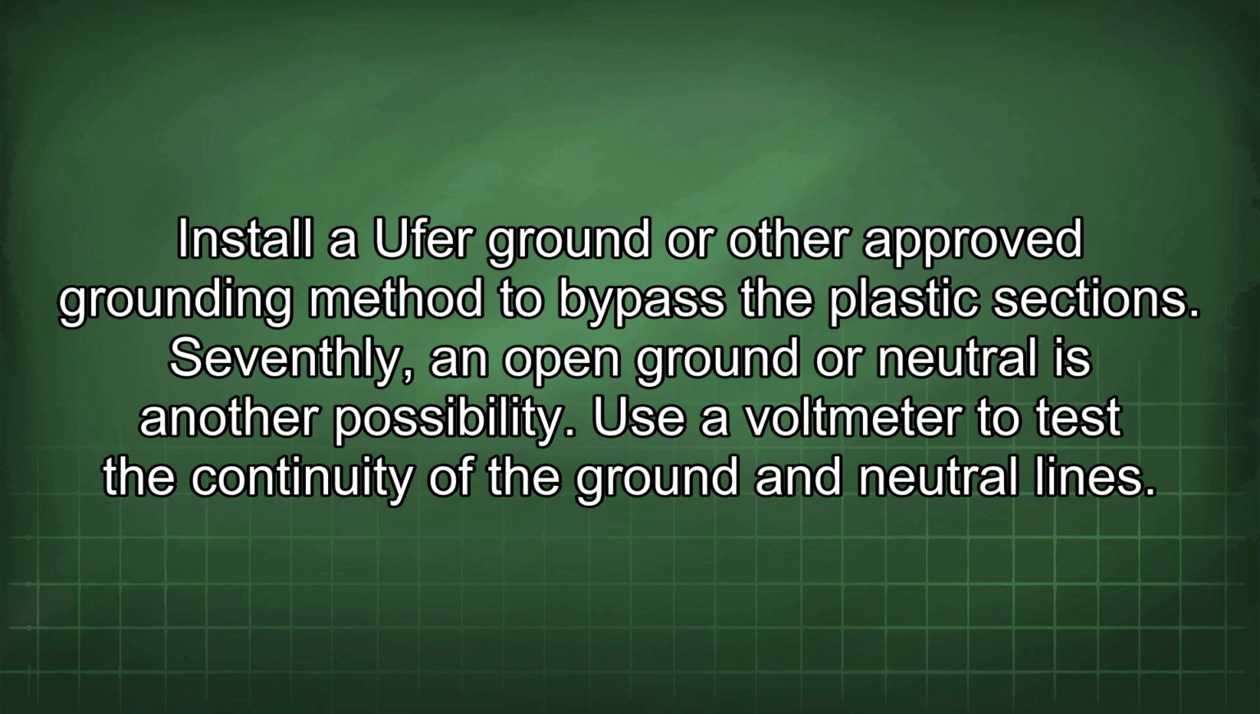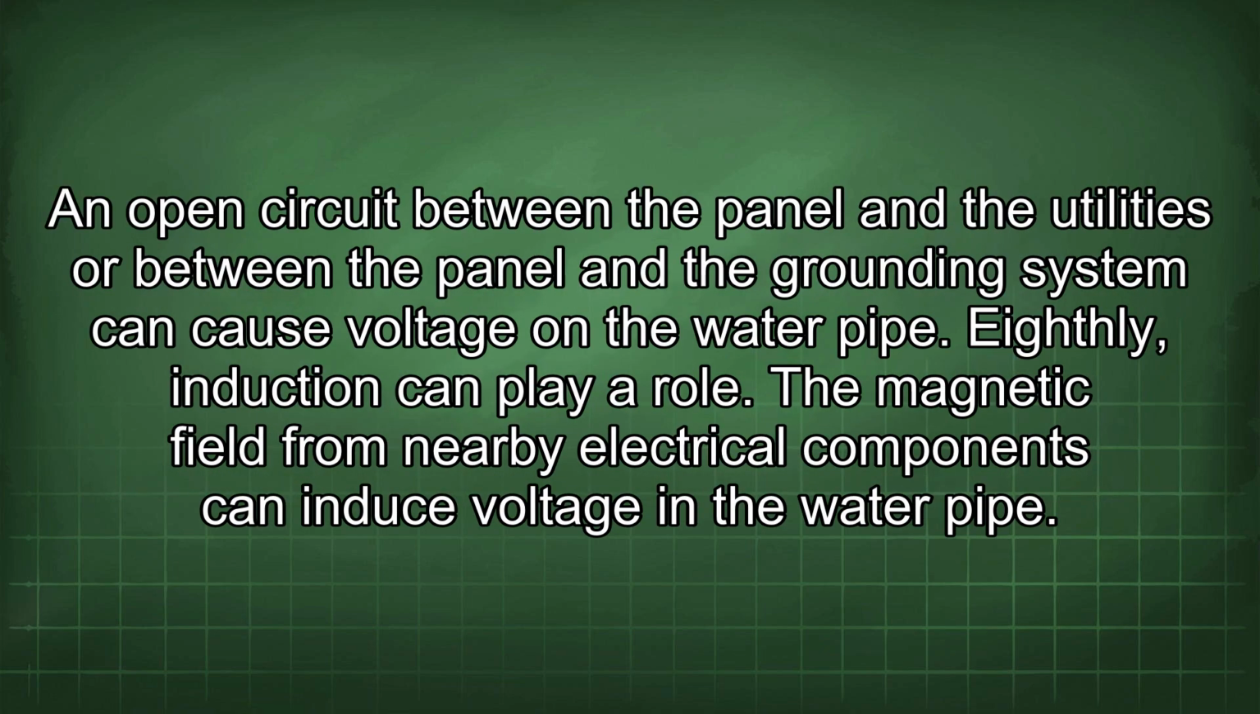Seventhly, an open ground or neutral is another possibility. Use a voltmeter to test the continuity of the ground and neutral lines. An open circuit between the panel and the utilities or between the panel and the grounding system can cause voltage on the water pipe. Eighthly, induction can play a role.